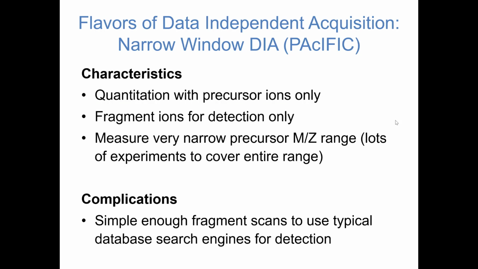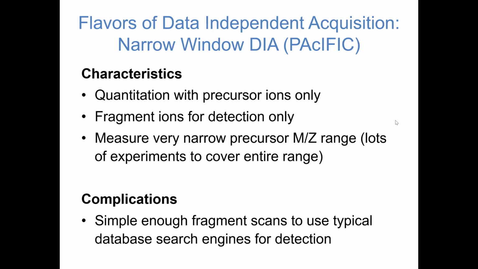So quantitation was here because they only got one fragment ion scan per range every 30 seconds or so. There wasn't enough signal to do quant on fragments, so they had to do it all on precursors. They used the fragment ions just for detection purposes only, but they were able to basically do DDA without precursors here.